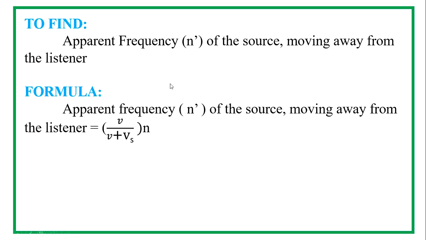Formula: the apparent frequency n dash of the source moving away from the listener is equal to V by V plus Vs into n. Suppose the source is moving towards the listener, then what is the formula? V by V minus Vs. If the source is moving away from the listener, then the formula is V by V plus Vs into n.